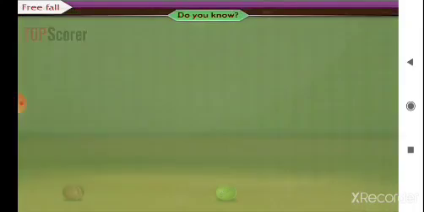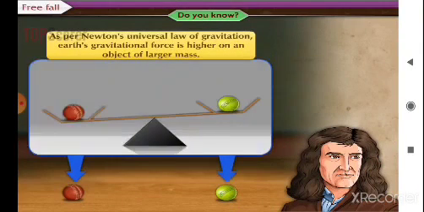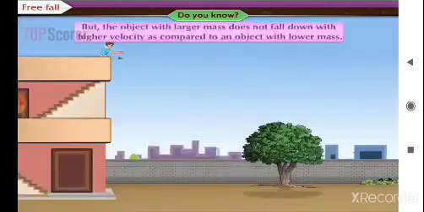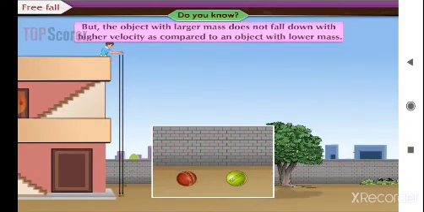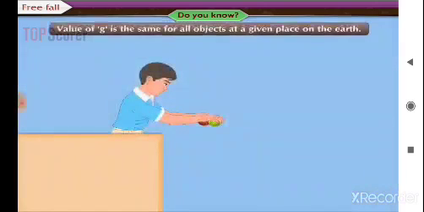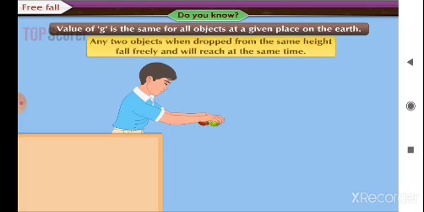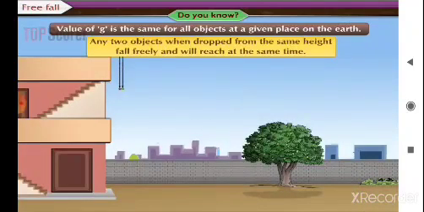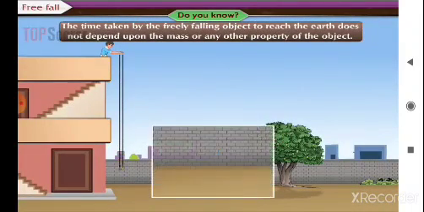Do you know? The value of g is the same for all objects at a given place on the Earth. Thus, any two objects, irrespective of their masses or any other properties, when dropped from the same height and falling freely, will reach the Earth at the same time. Galileo is said to have performed an experiment around 1590 in the Italian city of Pisa. He dropped two spheres of different masses from the leaning tower of Pisa to demonstrate that both spheres reached the ground at the same time.